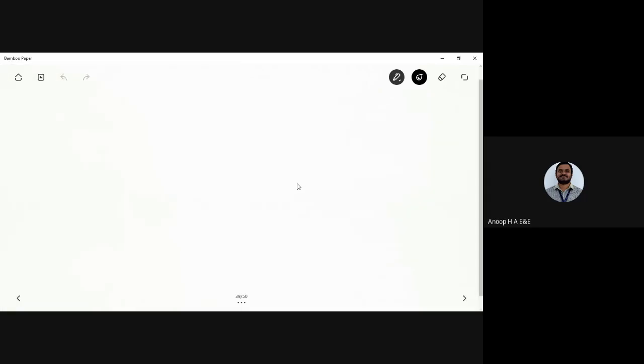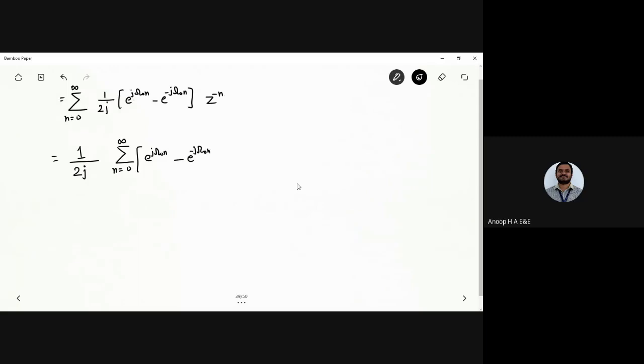So I'll be replacing this with n equals 0 to infinity. I can write it as 1 divided by 2j, e power j omega naught n minus e power minus j omega naught n, multiplied with z power minus n. So I can write it as 1 divided by 2j sigma n equals 0 to infinity, e power j omega naught n minus e power minus j omega naught n, multiplied with z power minus n.